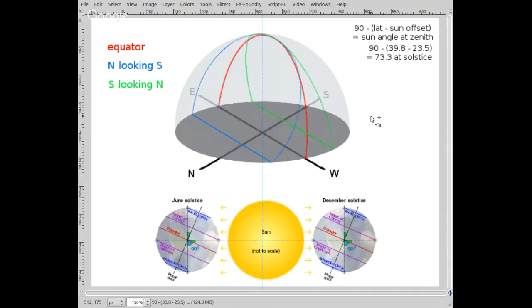I also verified this with sundials. We made some homemade sundials, and if you point them true north, you don't use magnetic north with a sundial, you use true north, which is Polaris. You set this out at what Time and Date calls solar noon, so that the shadow is pointing directly at the middle marking, the 12 o'clock marking.